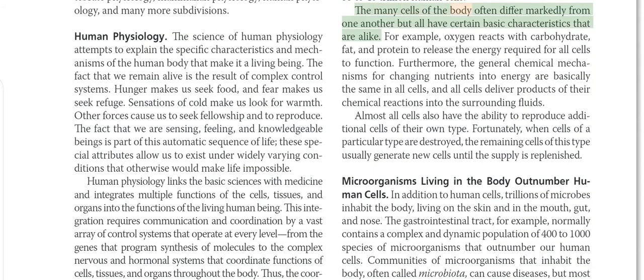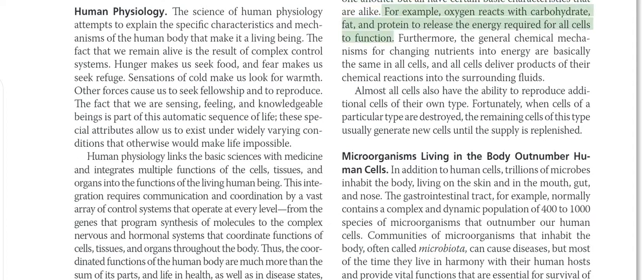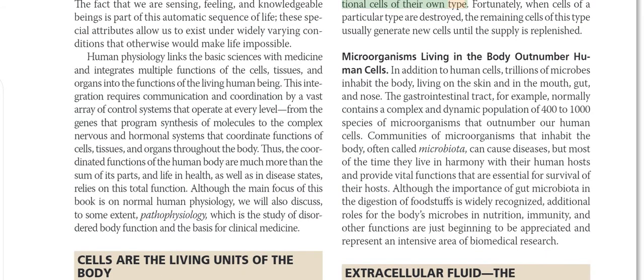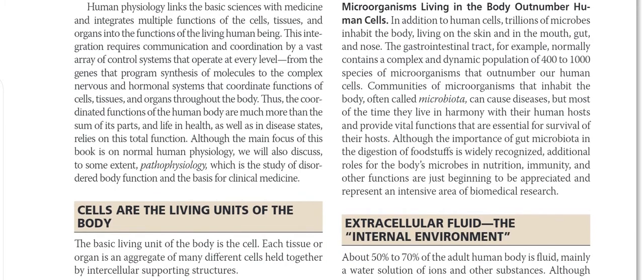The many cells of the body often differ markedly from one another, but all have certain basic characteristics that are alike. For example, oxygen reacts with carbohydrate, fat, and protein to release the energy required for all cells to function. Furthermore, the general chemical mechanisms for changing nutrients into energy are basically the same in all cells, and all cells deliver products of their chemical reactions into the surrounding fluids. Almost all cells also have the ability to reproduce additional cells of their own type. Fortunately, when cells of a particular type are destroyed, the remaining cells of this type usually generate new cells until the supply is replenished.